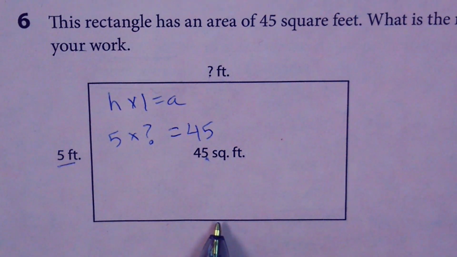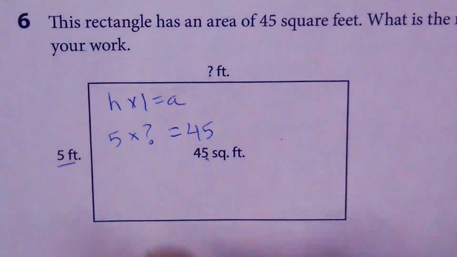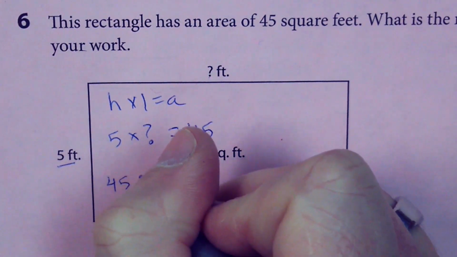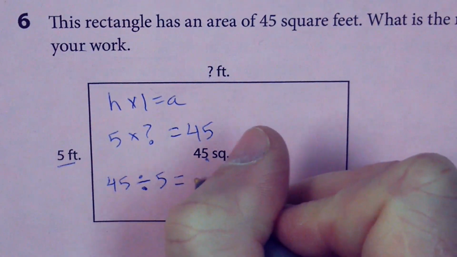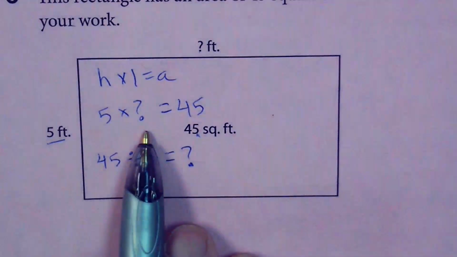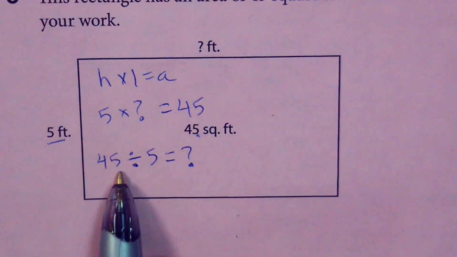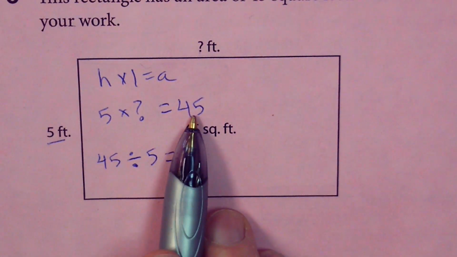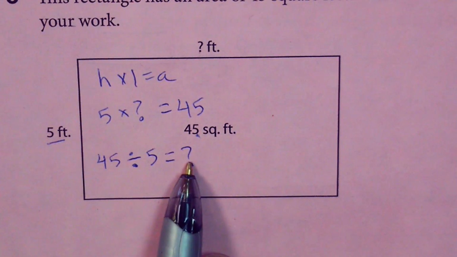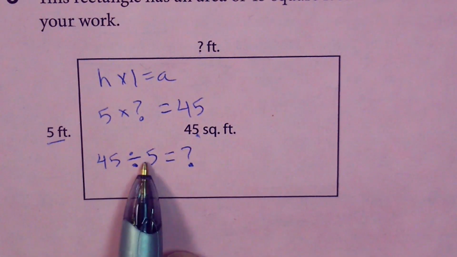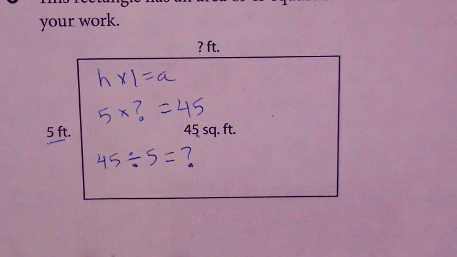I could rework it to say 45 divided by 5 is this number, right? Because we can change a multiplication problem into a division problem by putting the answer first. Okay, I just flip-flopped it around. What would that be? 45 divided by 5. How many 5s fit in 45?